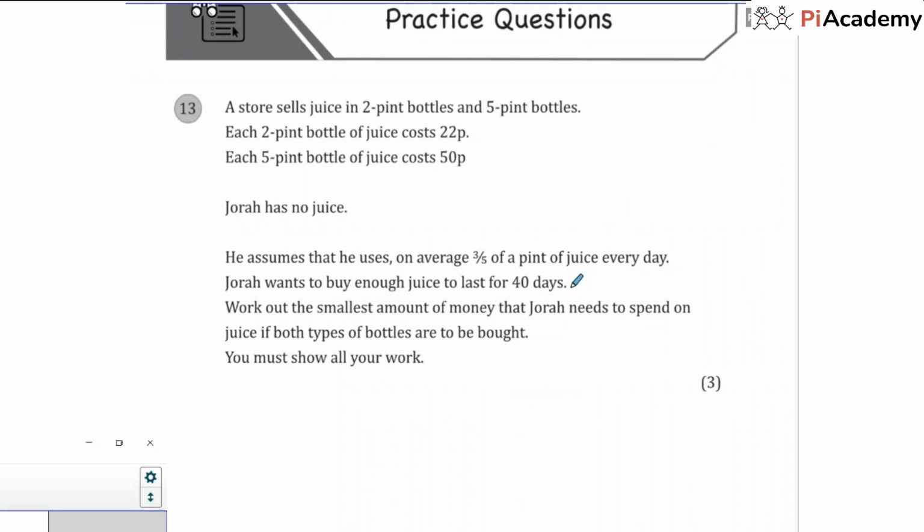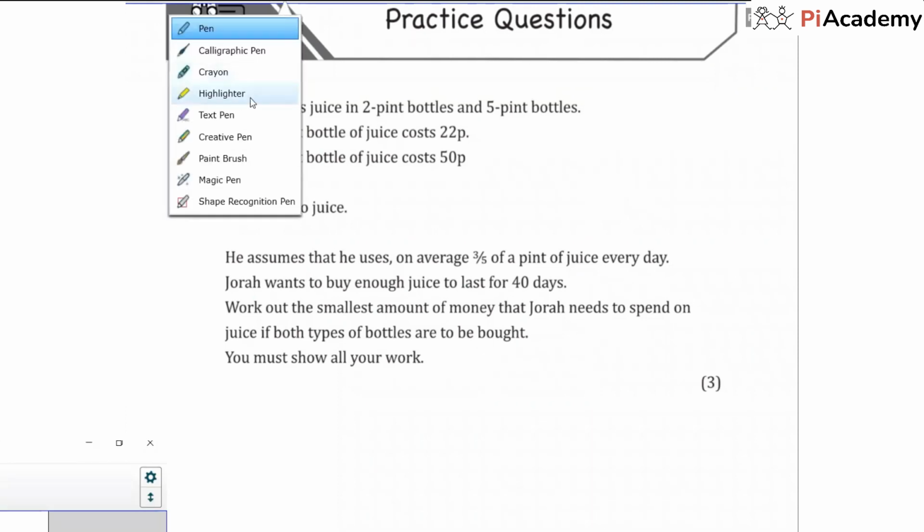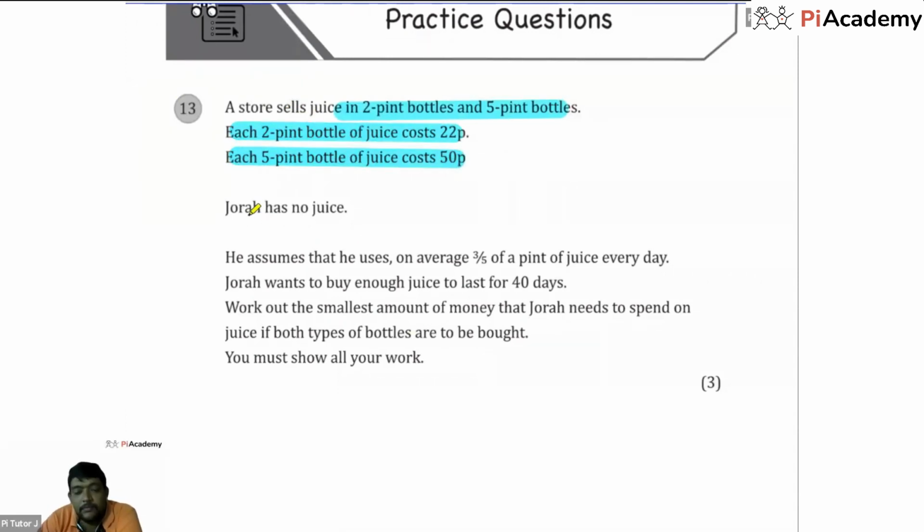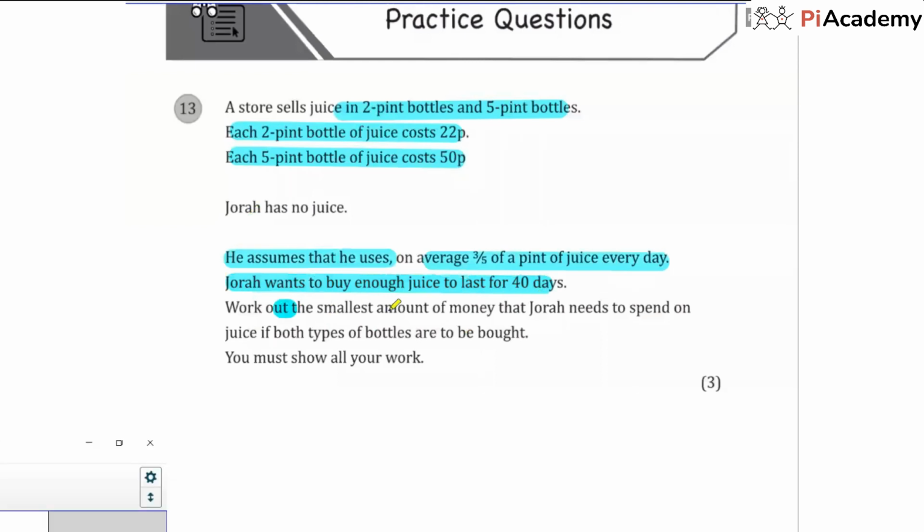A store sells juice in 2 pint bottles and 5 pint bottles. Each 2 pint bottle of juice costs 22p. Each 5 pint bottle of juice costs 50p. Jora has no juice. He assumes that he uses on average 3/5 of a pint of juice every day. Jora wants to buy enough juice to last for 40 days. Work out the smallest amount of money that Jora needs to spend on juice if both types of bottles are to be bought. You must show all your work. Go ahead.